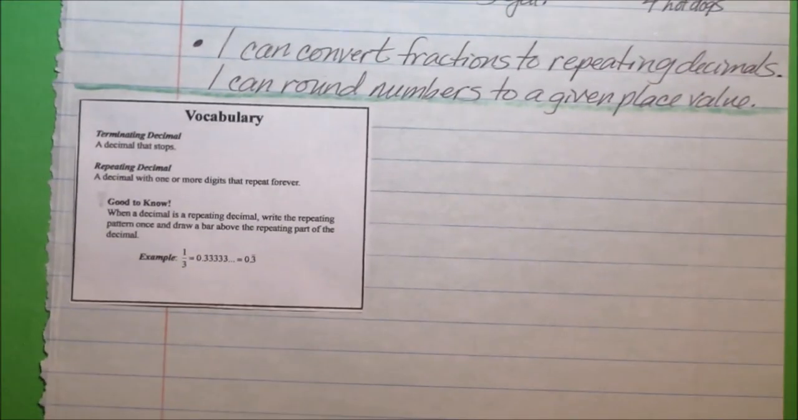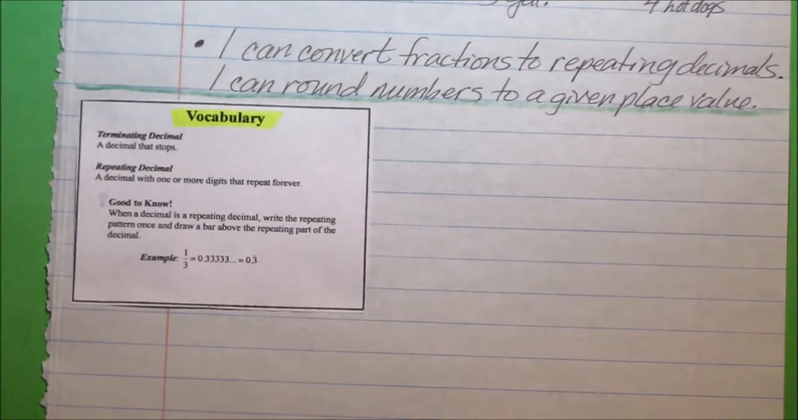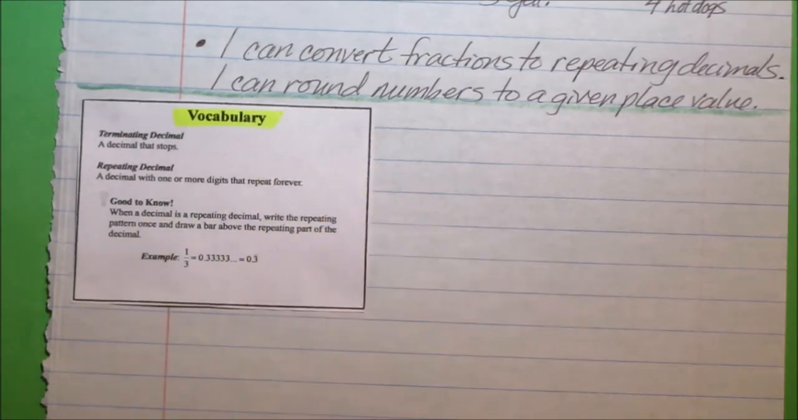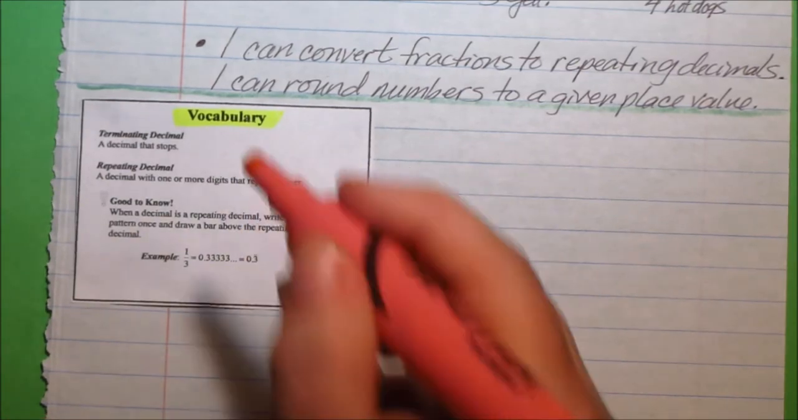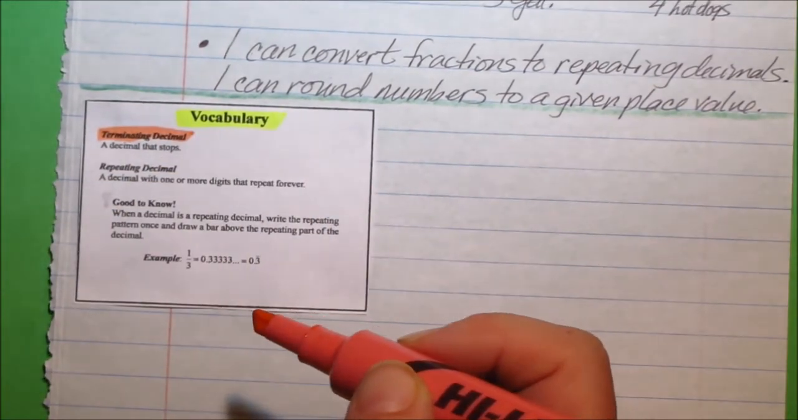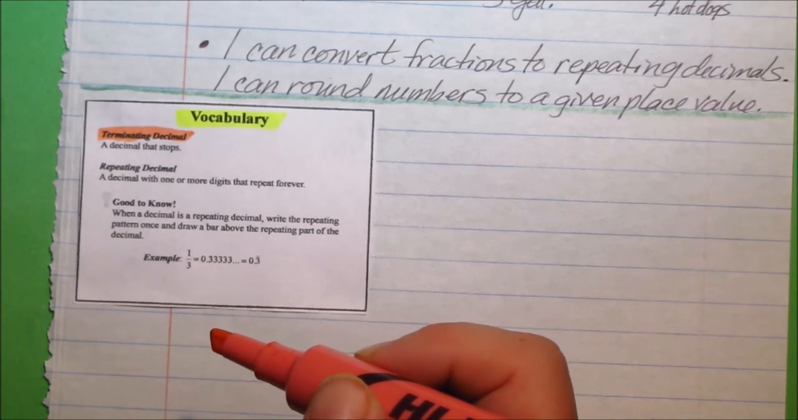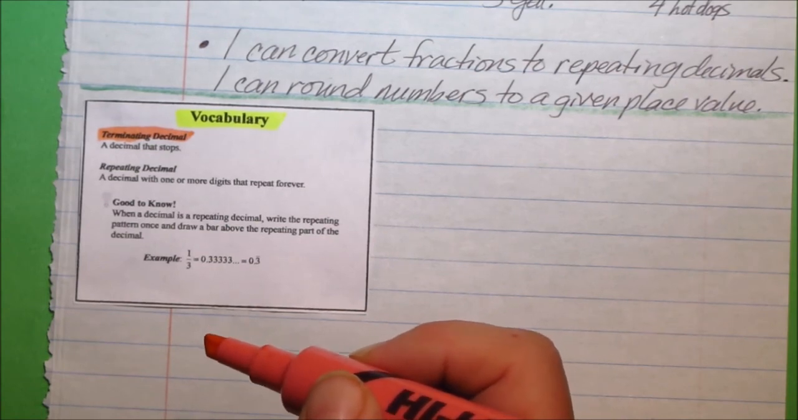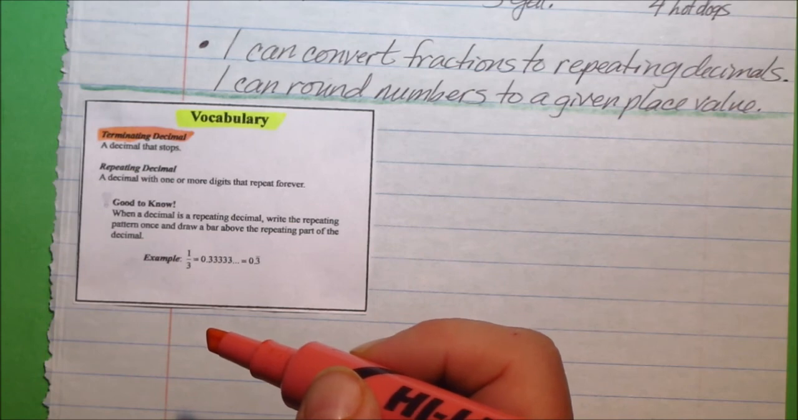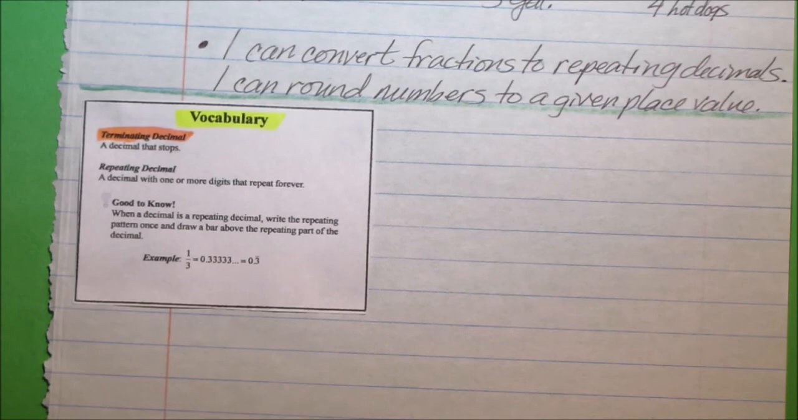Okay, so vocabulary for this lesson. First, we'll talk about what is a terminating decimal. That is a decimal that stops. Okay, so if you have a decimal number, if you're doing a division problem and it doesn't go on and on and on, it stops at a certain number, you finally get a 0 at the bottom of your division problem, that's a terminating decimal.